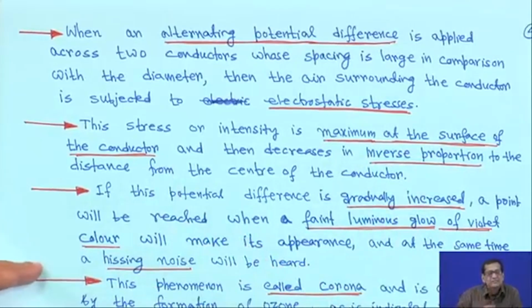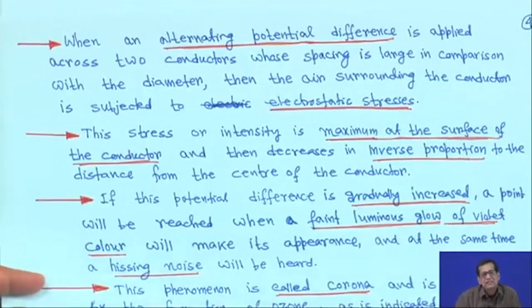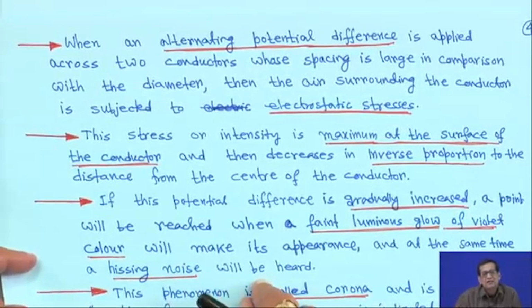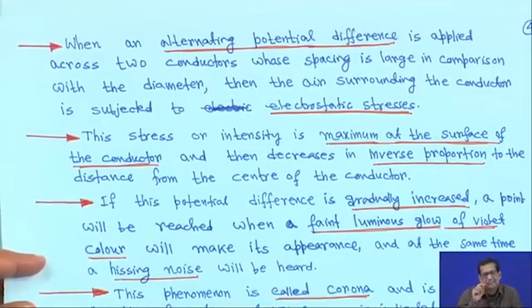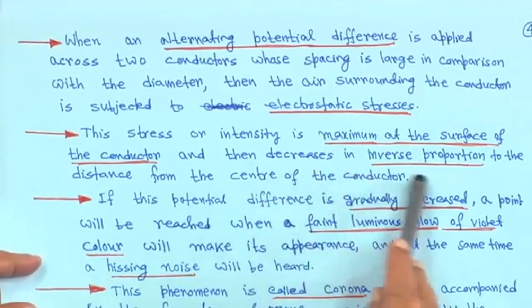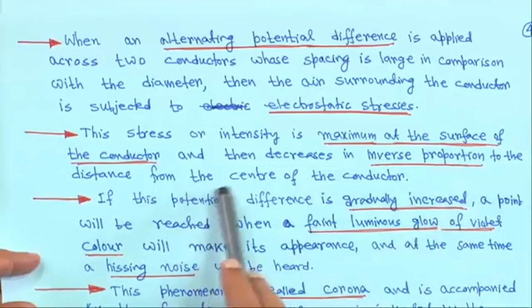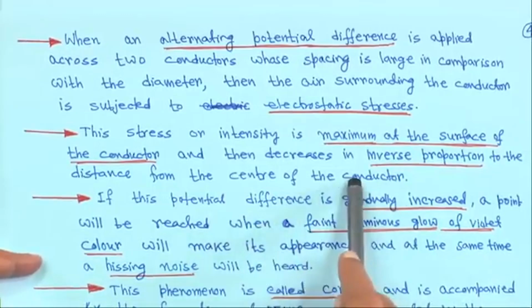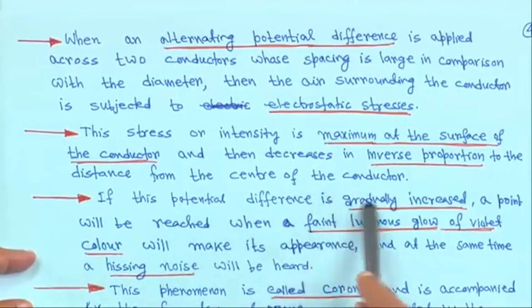For the cable studies, when we are studying the electric stress, we have seen the potential gradient Q divided by 2 pi epsilon 0 in R. At x equal to R, that stress is maximum, and it decreases in inverse proportion to the distance from the center of the conductor. That we know.